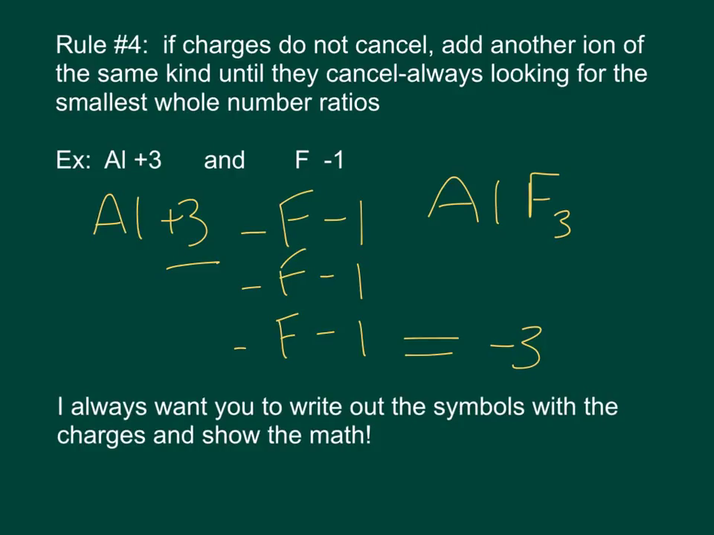You might not want to do this, but I always want you to write out the symbols with the charges and show the math of how you got that, because we want the overall charge to be 0. So if you look at it mathematically, I have plus 3 for aluminum, and because I have a negative 1, but I have 3 of them, it's going to give me a negative 3 charge. So I have plus 3 and negative 3, they cancel out. My symbols together make a compound of AlF3. That's aluminum fluoride.